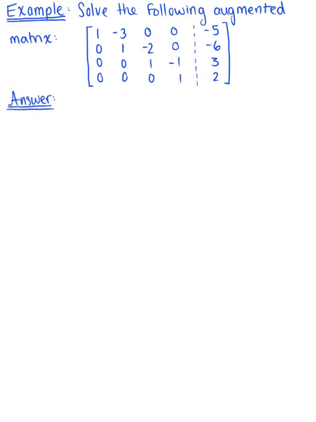Solve the following augmented matrix. So looking at this lovely matrix here, we have a 4 by 4 coefficient matrix, and it's augmented with our column of constant terms. So the first thing I want to do is convert this matrix to its linear system form. So we want to convert to a linear system of equations.